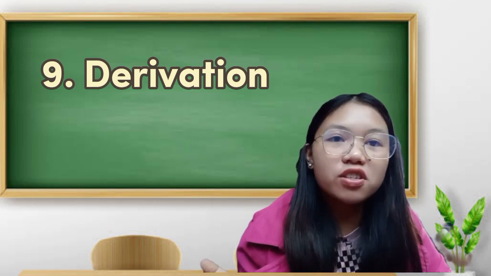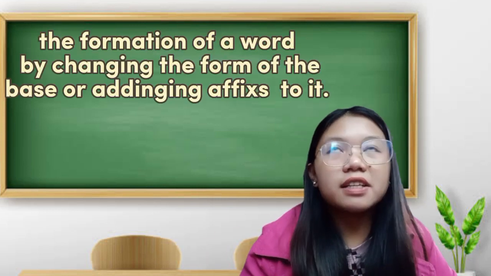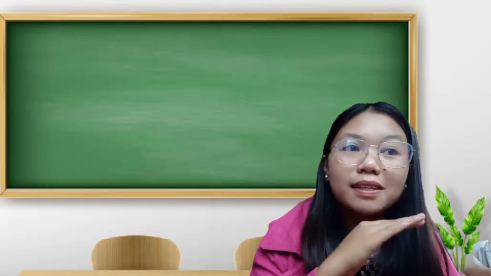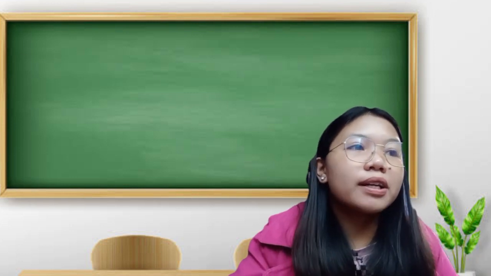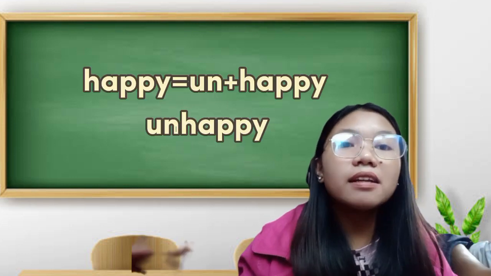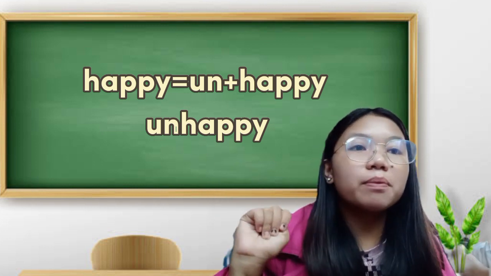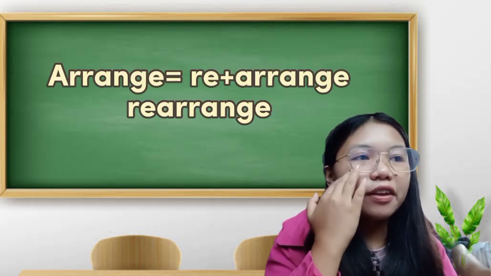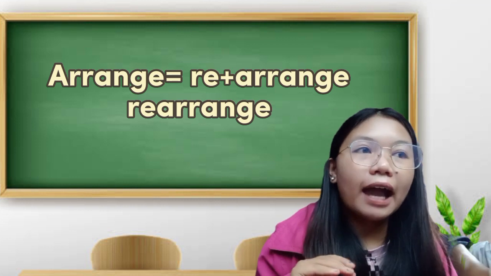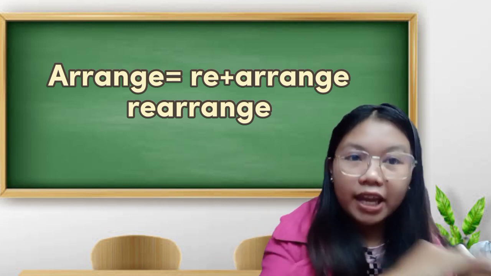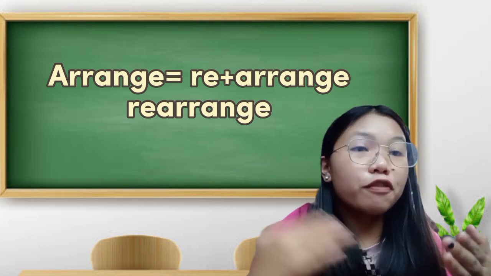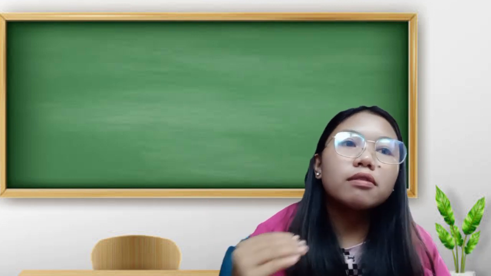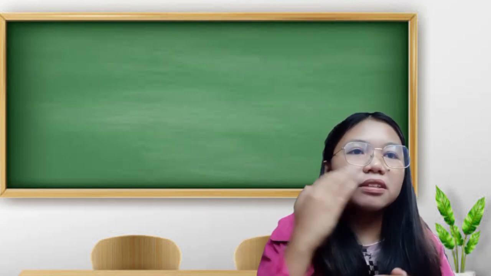So what is a derivation? A derivation is the formation of a word by changing the form of the base or by adding affixes to it. Say, for example, the word happy becomes un plus happy. From the affix un plus happy, it's unhappy. Another word is arrange, and you're going to add the affix re, rearrange, and it changes to another formation. Okay, so that is a derivation. You're going to add affixes to derive a word.